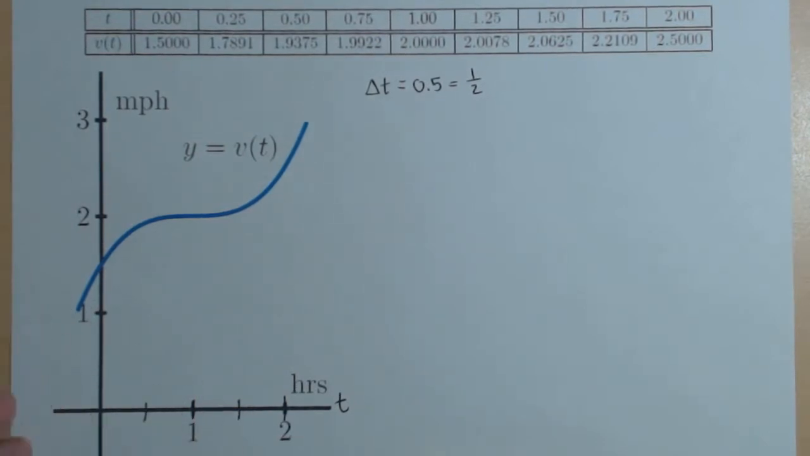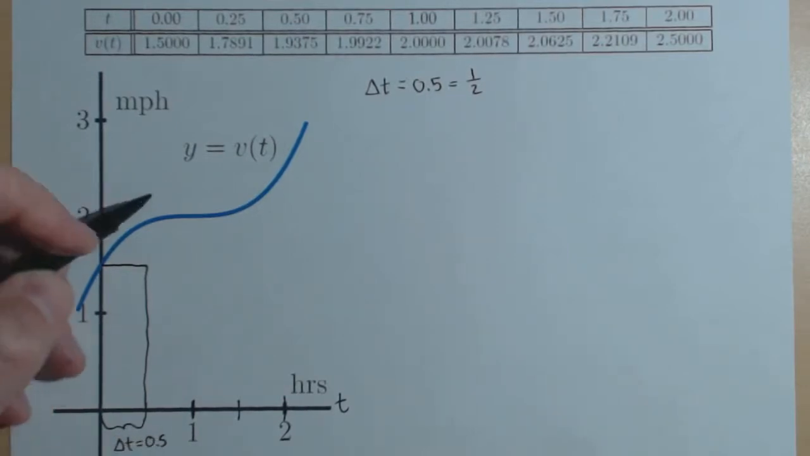We need to now figure out how to estimate the area under the curve. There are several different ways. Actually, there's more than several. There are quite a few different ways, but we're just going to look at one. We're going to use rectangles to estimate the area under the curve. So I'm going to draw a rectangle here. All of them will have the same width. That's our delta t equals 0.5.